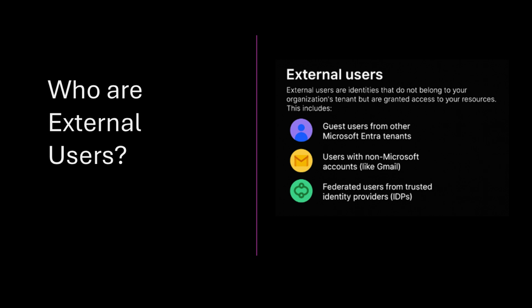Lastly, you can invite federated users from trusted identity providers. These users authenticate through their own organization's identity system, and your Entra ID setup recognizes and trusts that system. It's a great way to enable secure access while keeping identities decentralized. By understanding these types, you ensure that external collaboration is smooth, secure, and well managed.